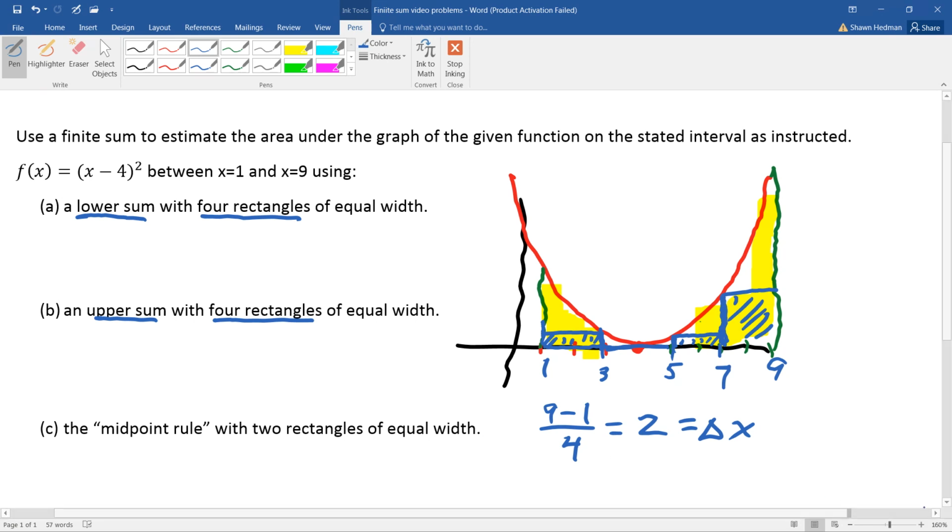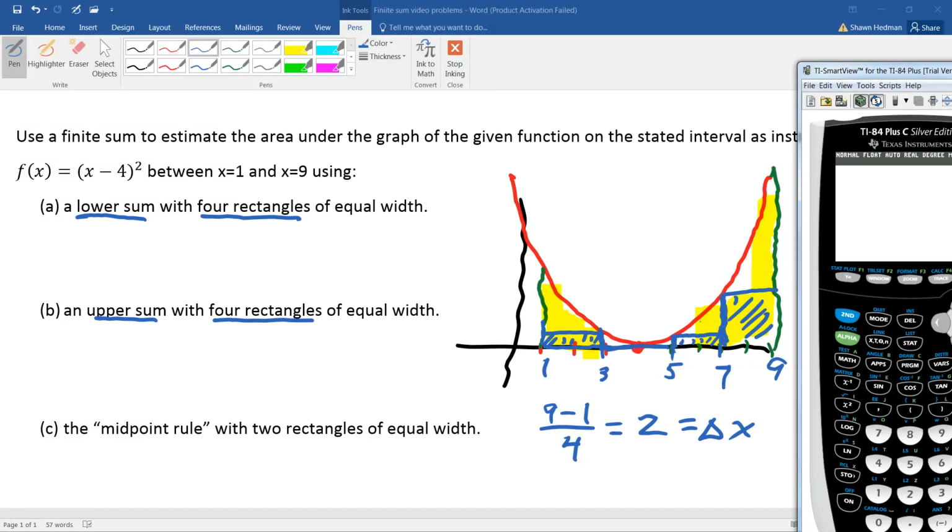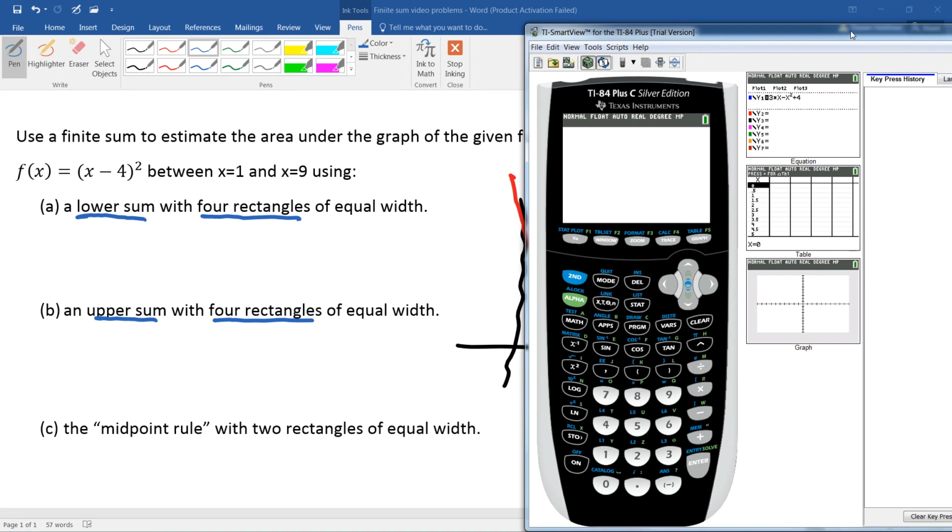But we can also use our calculator for this. I just want to show you, this is a shortcut for some problems. If we have a function that's a little more time consuming to compute, we can go to our calculator and put in this function.